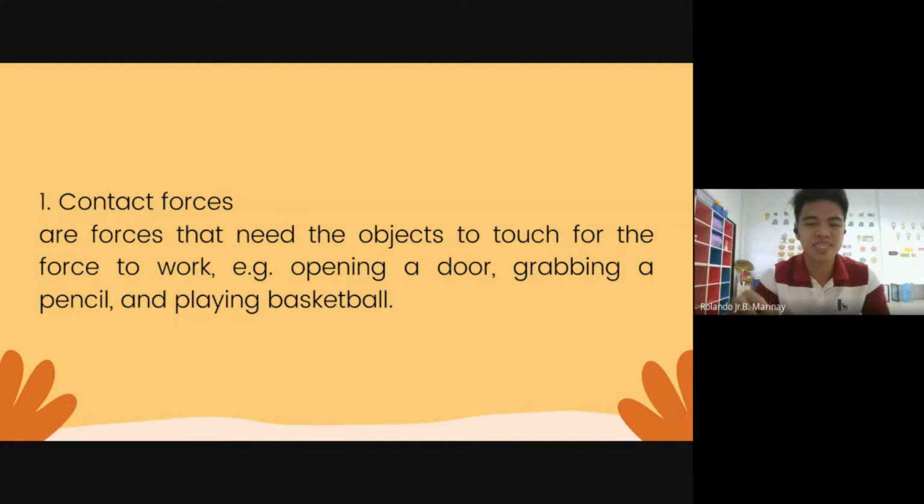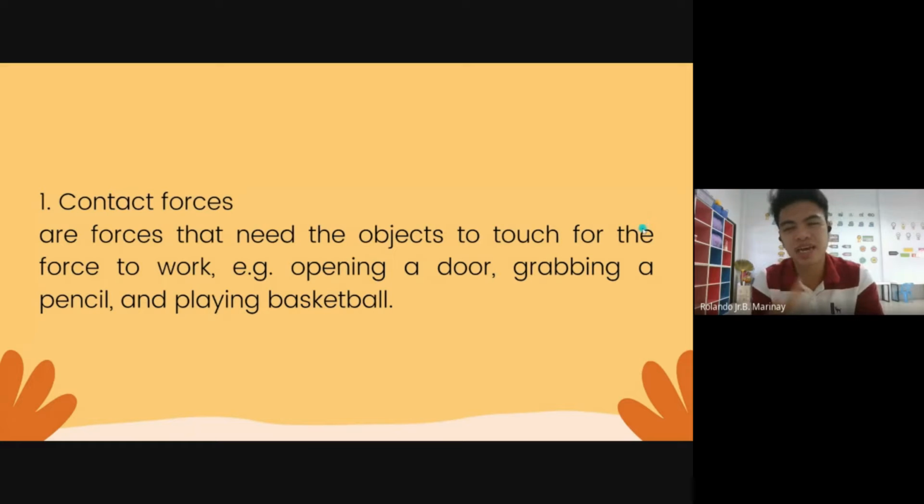Can you grab a pencil? When Teacher Lance says, get your pencil, can you get the pencil without touching it? No, you can't. You cannot get the pencil without touching it. And the next thing is playing basketball or soccer, since soccer is more common than basketball in this place.